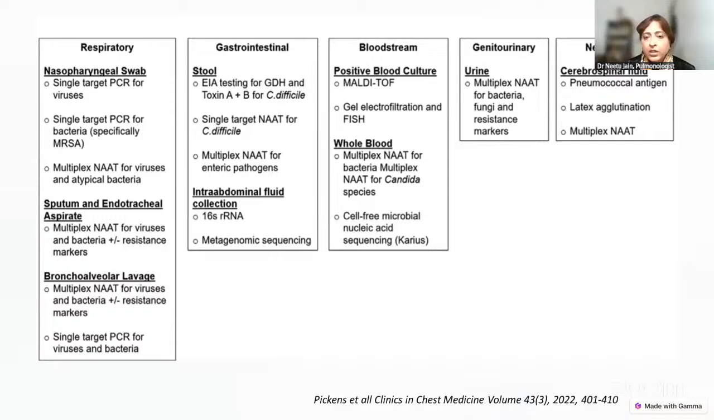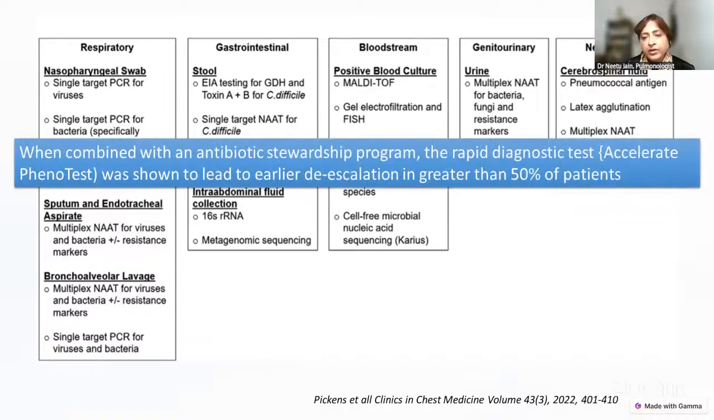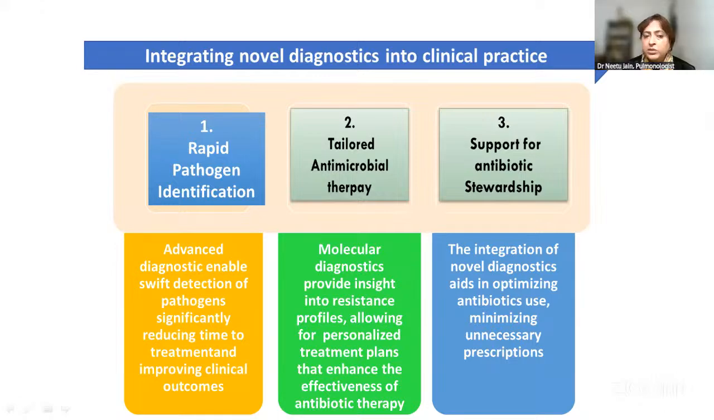So try to isolate the organism and treat the organism wherever possible. When combined, this was shown to lead to earlier de-escalation in greater than 50% of the patients. So integrating novel diagnostics into clinical practice is a must. Rapid pathogen identification can lead to tailored antibiotic therapy and support antibiotic stewardship, and also follow all the bundles to prevent hospital-acquired infection.